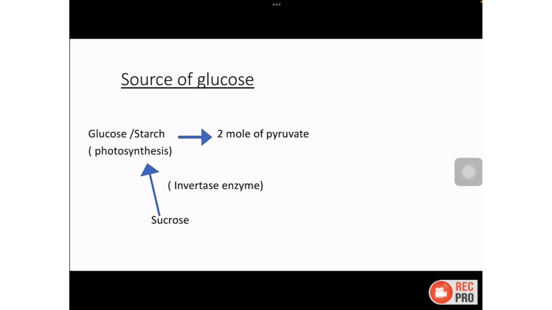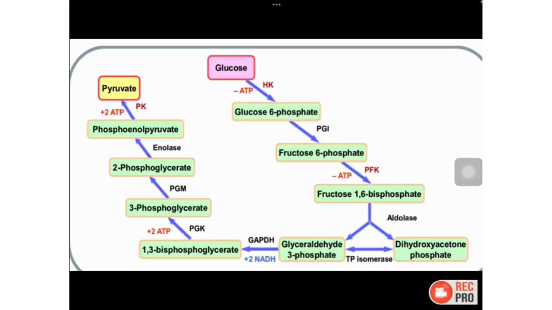Okay. Now, let us see what is the source of glucose. The source of glucose is photosynthesis. If it is sucrose, it will be converted by the invertase enzyme into glucose. This glucose will be converted into two molecules of pyruvate, right? Now let us study the cycle. It's a very simple cycle. Just very coolly try to understand.